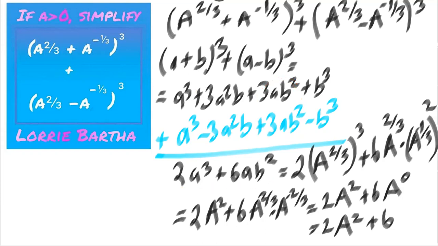Right now we can substitute the original values instead of little a and little b. So little a was standing for this. So 2 times capital A power 2 over 3, all to the power 3, and 6 times a is 2 power 3 times b squared. b is a power negative 1 over 3, squared.